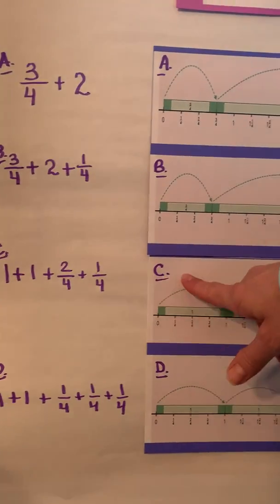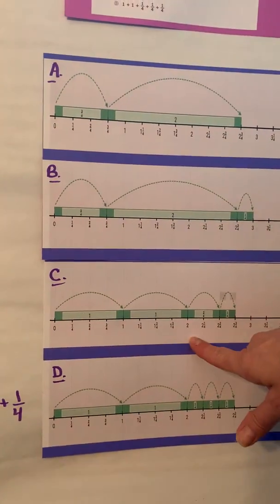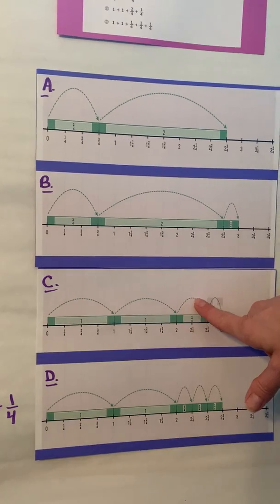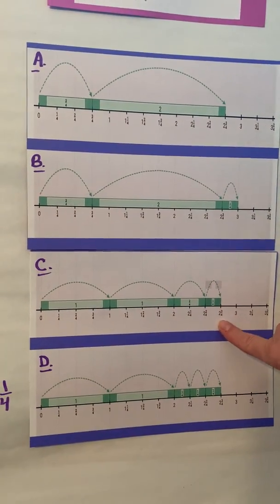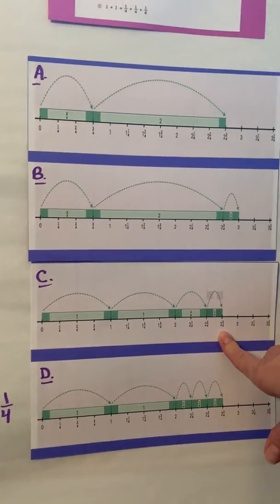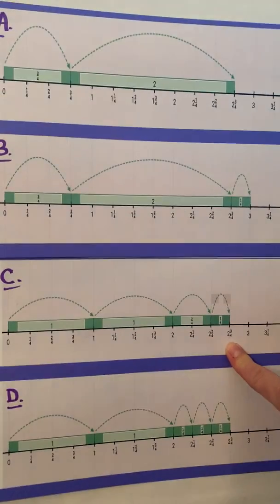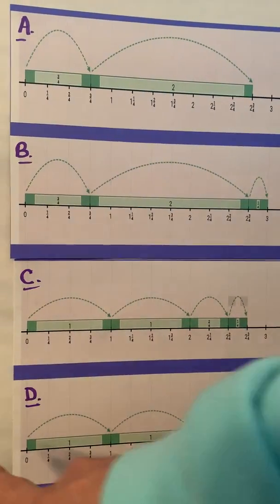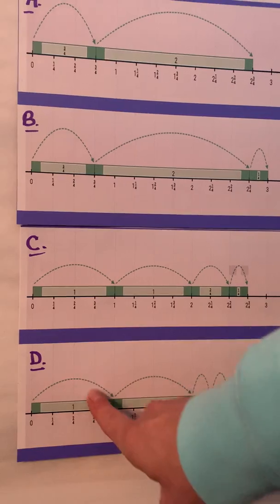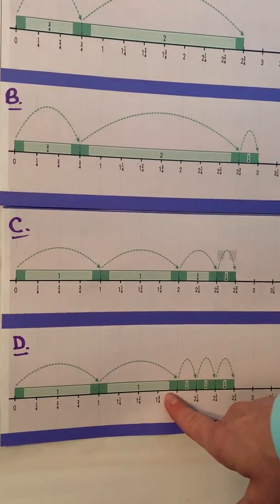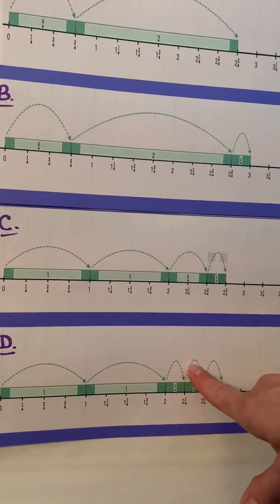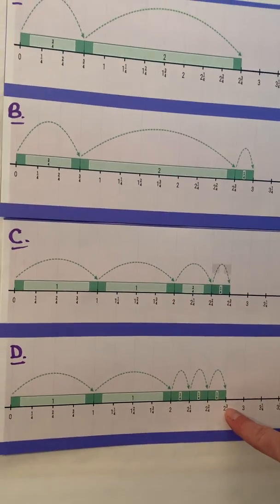Okay, let's look at C. We start at 0, we jump 1, we jump another 1 to 2, then we jump 2/4, and then we jump 1/4. And where do we end? We end at 2 3/4 again. So we know that that is also equal to Carmen's expression. And then finally we get to D. We add 1, we add another 1, we're at 2, 2 1/4, 2 2/4, 2 3/4.